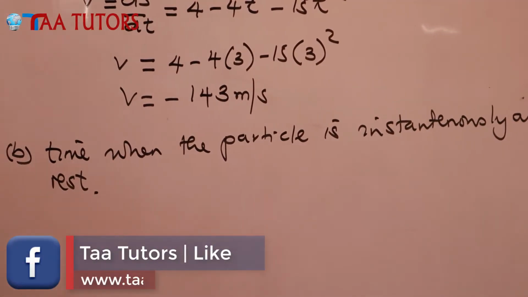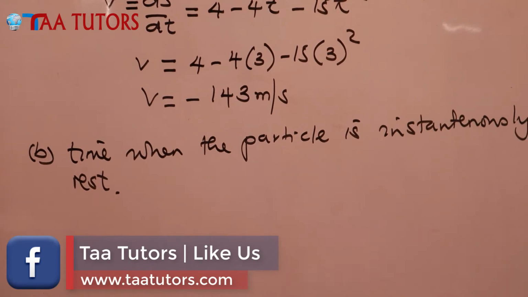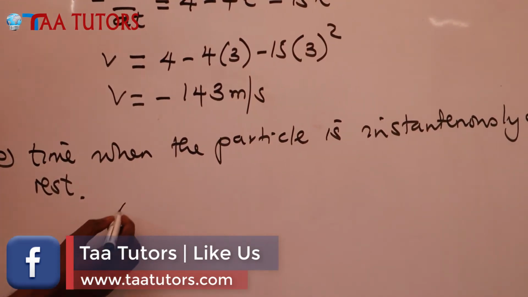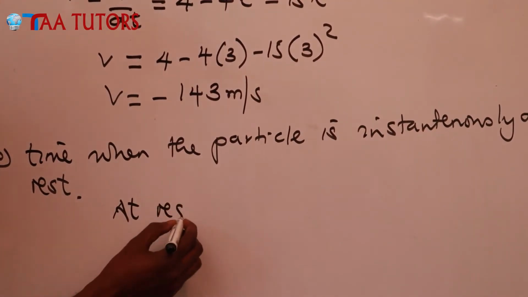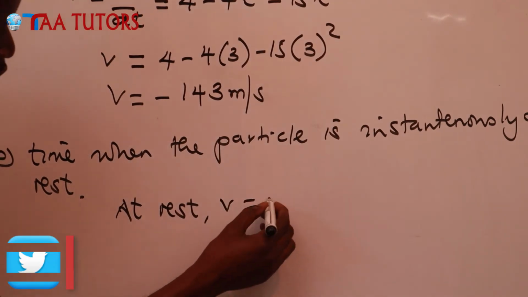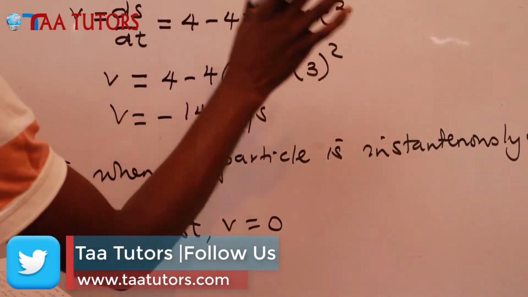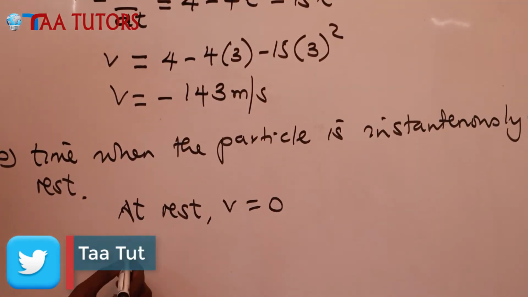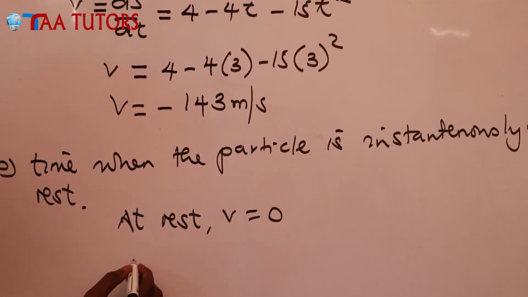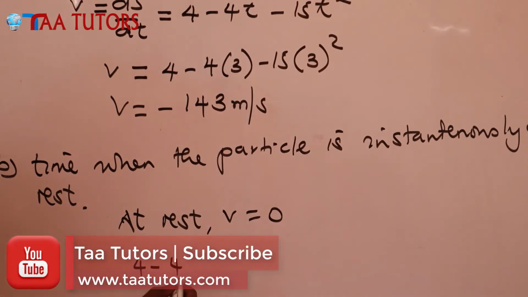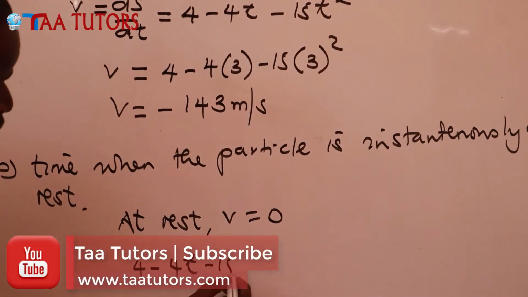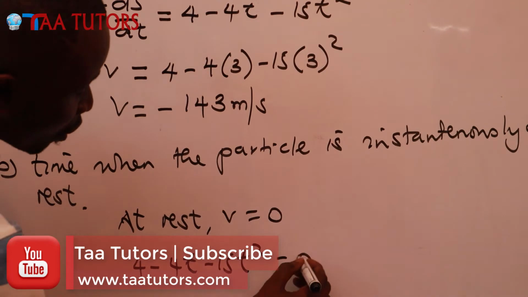So the instant when the particle is at rest, meaning when the particle is not moving, we know that at rest v equals 0. So let's take the velocity function, which is here, and equate it to 0. That will be 4 minus 4t minus 15t squared equals 0.